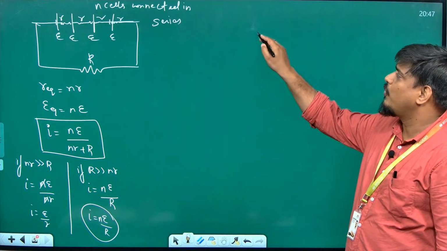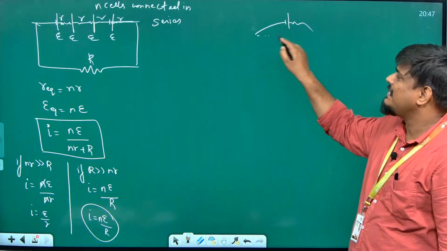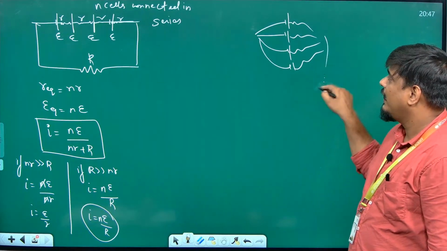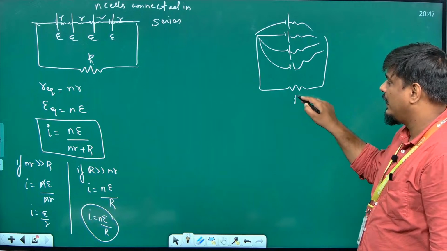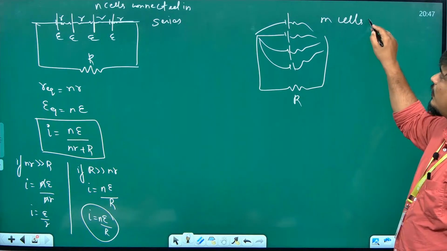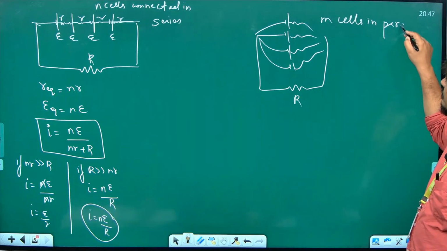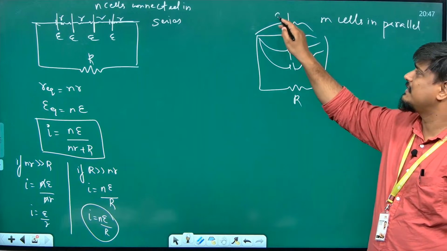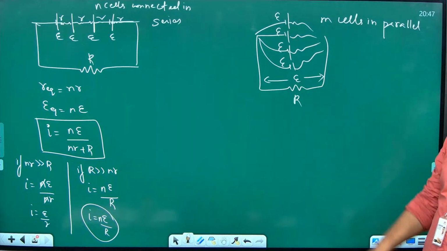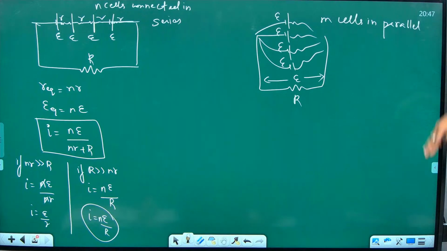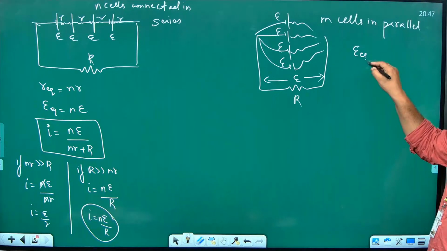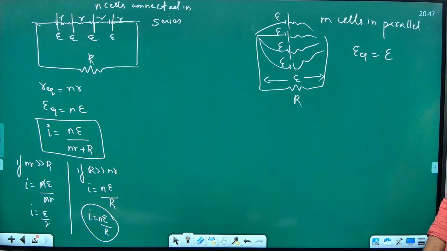Okay. Now, what I am going to do? I am going to have many cells connected in what? Parallel, and they are connected to an external resistance R. Since I have taken n in series, I am taking here m cells, m cells in parallel. You know that if it is E, then in parallel connection, the EMF will remain E. That is why I am having the same EMF. So, now what is the net equivalent EMF you have? E. What is the net equivalent resistance?